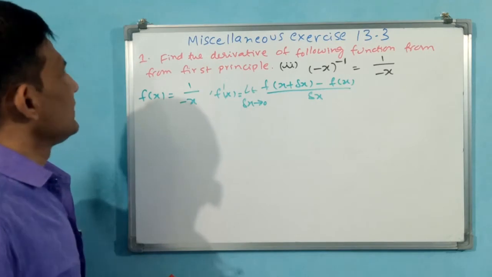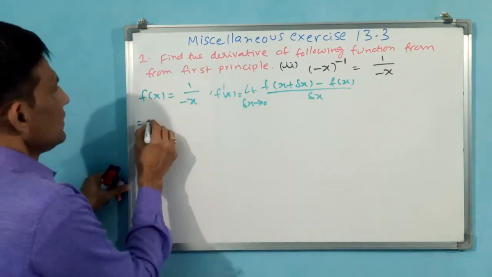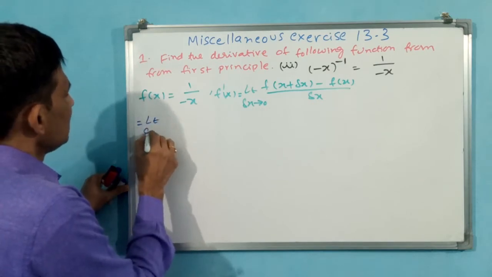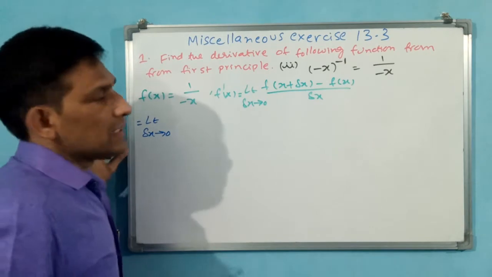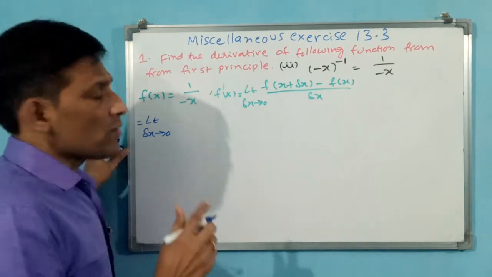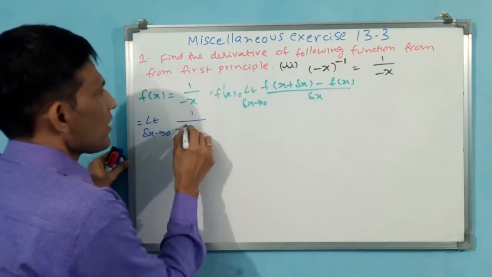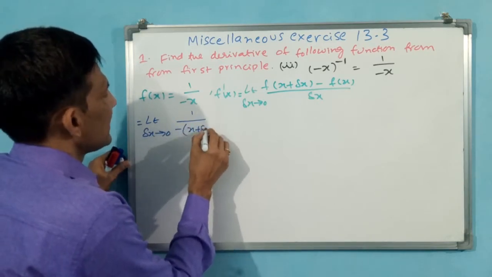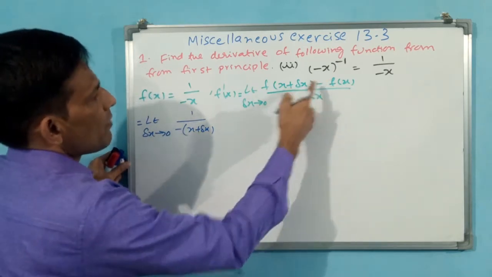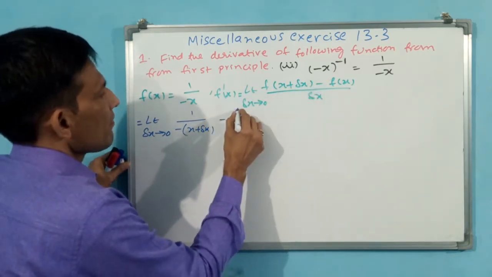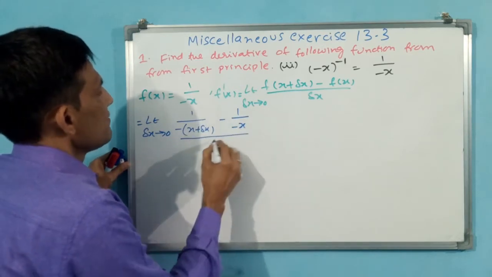Now proceed. You substitute carefully. Limit delta x tends to 0. Now you see f of x plus delta x. That means where x is there, there only you have to write. You see how I am writing 1 by minus of x plus delta x. That means this minus is applicable to both. Then minus f of x, 1 by minus x, divided by delta x.